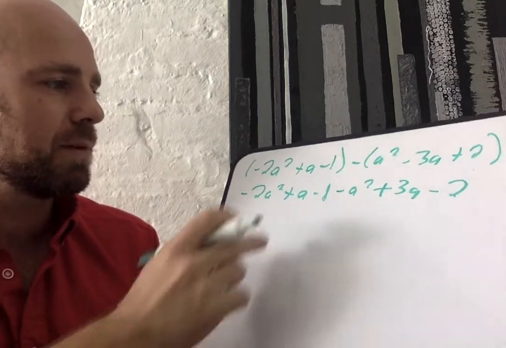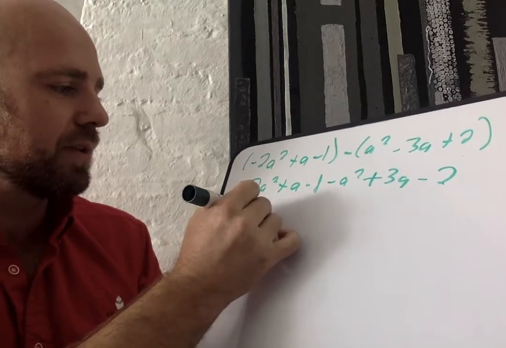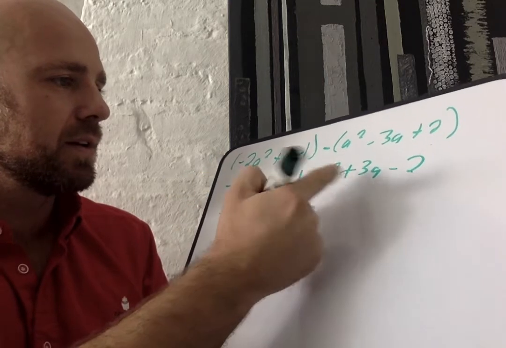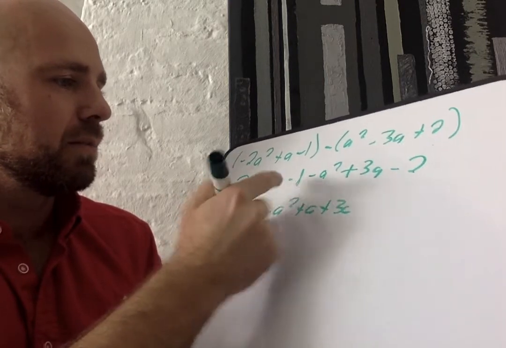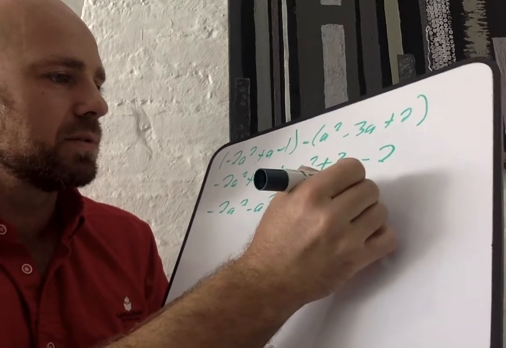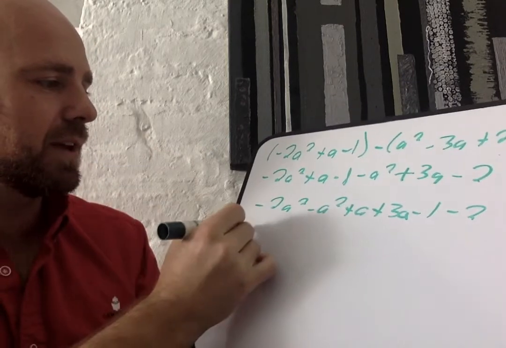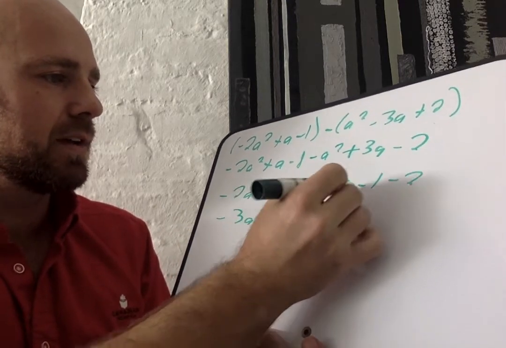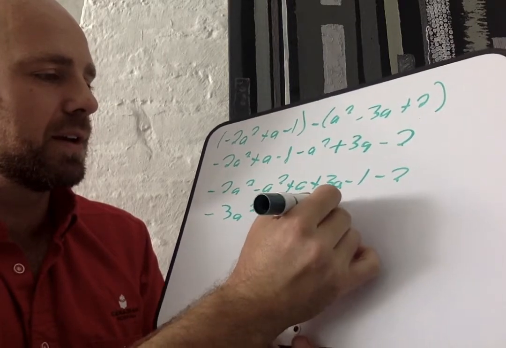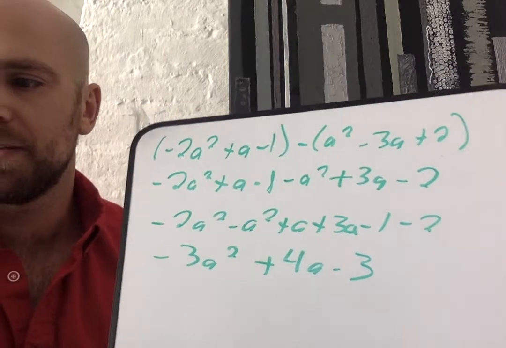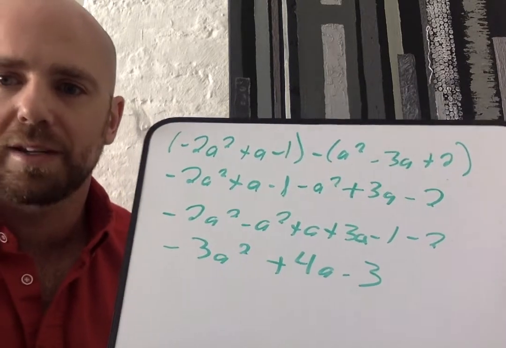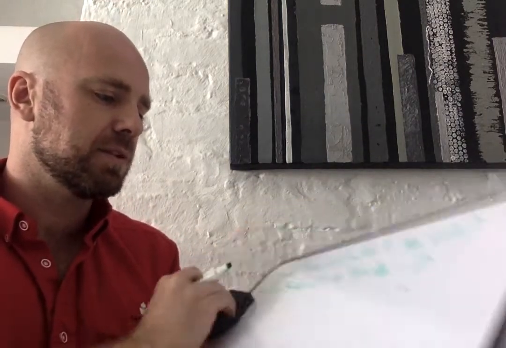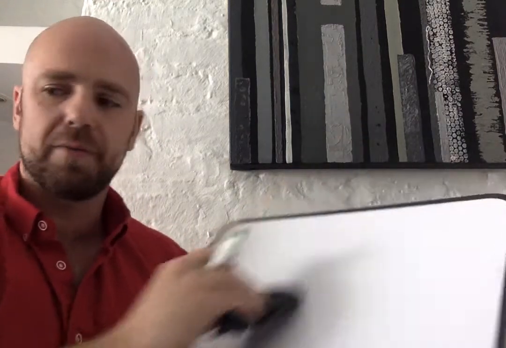All right, so my next step I'm going to gather. So I've got negative 2a squared minus a squared plus a plus 3a minus 1 minus 2. Now, when I put everything together, I'm going to get negative 3a squared plus 4a, and then negative 1 and negative 2 is negative 3. So I've got negative 3a squared plus 4a minus 3 becomes my final answer. All right. Hopefully you were able to get something similar. We'll do one more example for practice.